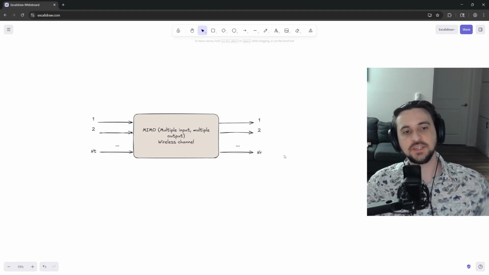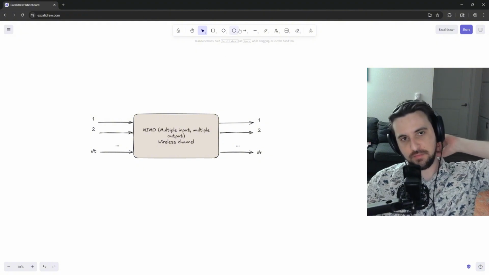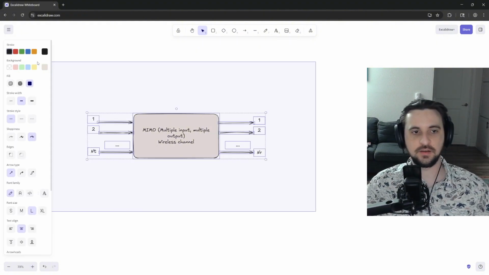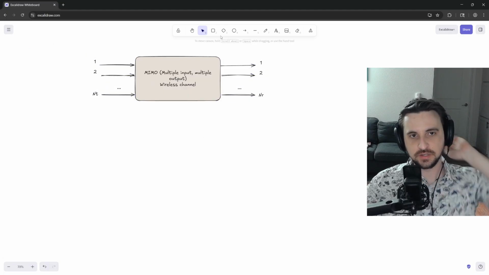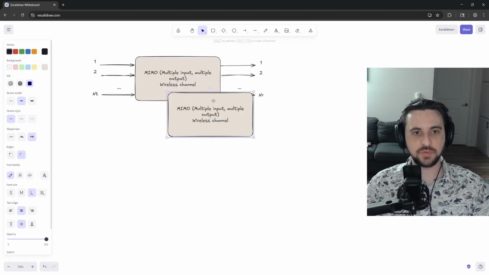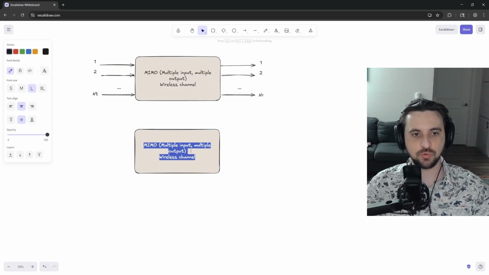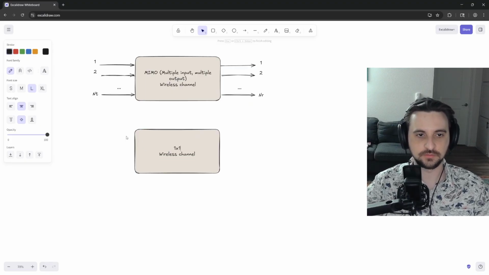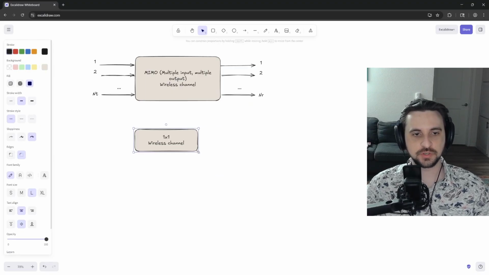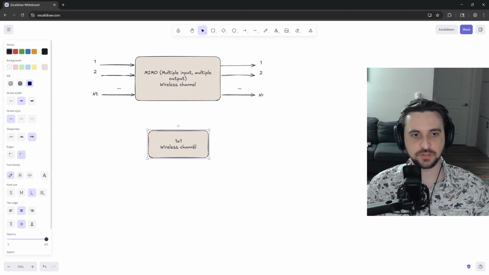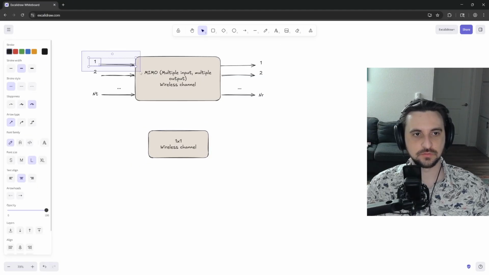So the most basic channel, which is still technically MIMO, okay? So this is generic, right? Now, if we take the most basic channel, what is it? It's a 1x1 wireless channel, okay? Well, this one's really easy because it has one transmitter and one receiver.